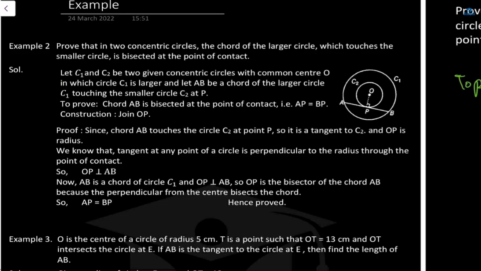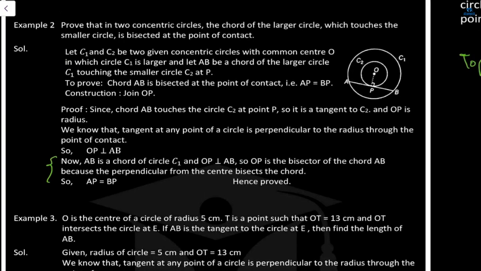This one you see, this point. AB is the chord of the circle, and since OP is perpendicular to AB, therefore OP is the bisector of the chord. It is going to bisect the chord, because the perpendicular from the center bisects the chord. If you draw the perpendicular from the center to the chord, then it is going to bisect the chord. And since AB is a tangent for the smaller circle, we know that OP is perpendicular to AB, and AB is a chord. So if you draw a perpendicular to the chord from the center, then it is going to bisect the chord. This was also a theorem.